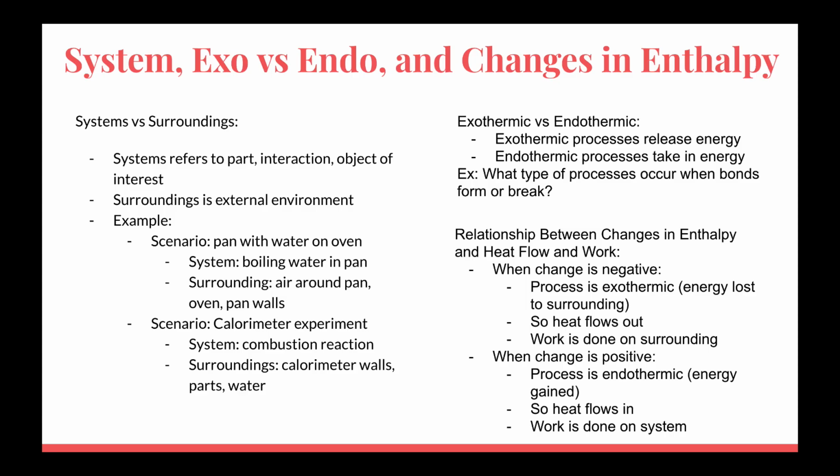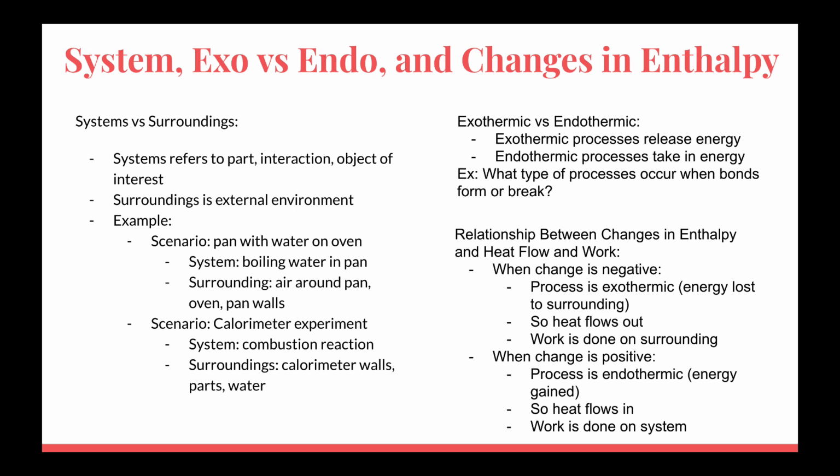So we're going to go ahead and start by distinguishing between systems and surroundings. A system refers to the part, interaction, or object of interest, while a surrounding is all of the external environment that surrounds the system. And there's three types of systems: closed system, isolated system, and open system.